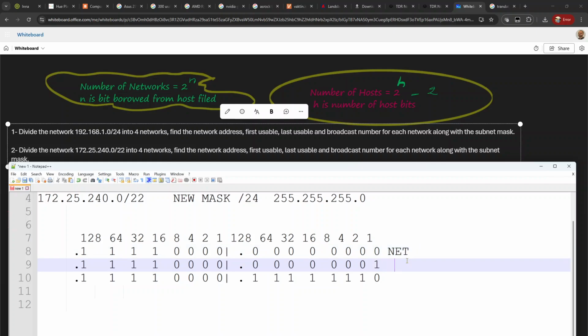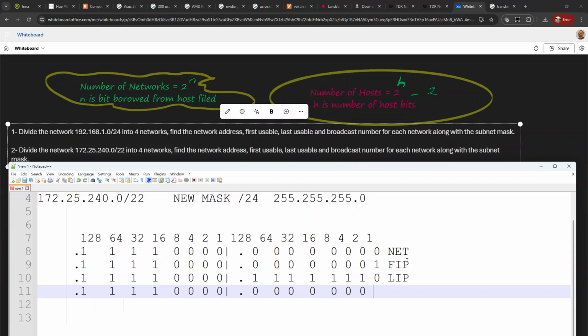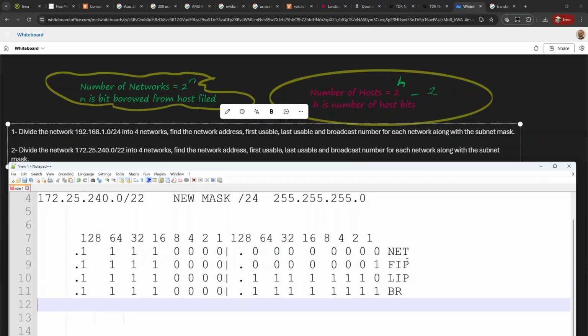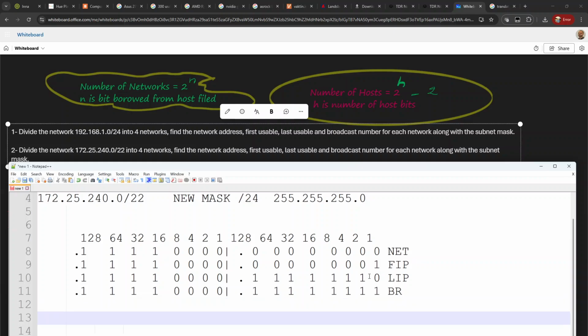And then this one will be the first net, the LAN number 1. And then this will be the first IP. This will be the last IP. And then copy once more here. Incrementing all the bits after the vertical bar, we will actually get the broadcast. So we'll get the broadcast right here. And then this is the broadcast.